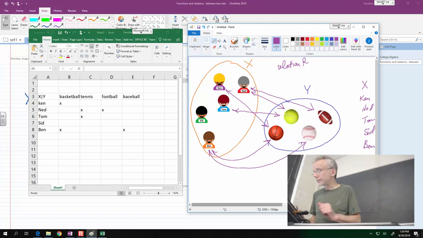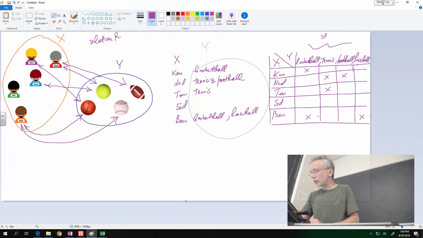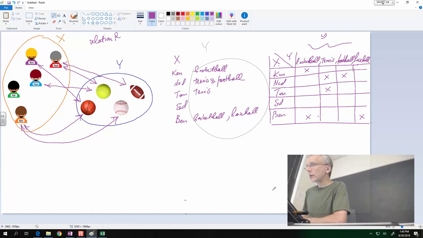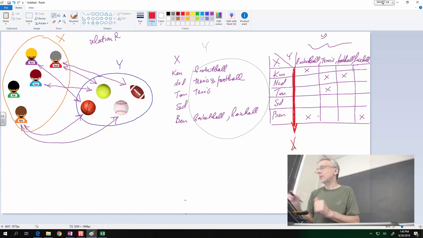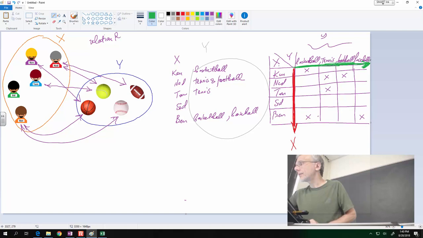Okay, now that's not the end, however. I could do even a better job with this, go beyond data processing. What I'm going to do is introduce axes. This is the x-axis, the vertical one. The set is X, so I call it the x-axis because I have aligned those five elements along the x-axis. And the y-axis is horizontal, like this. So the balls are aligned along the y-axis.